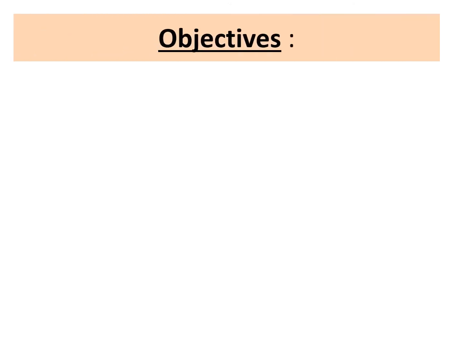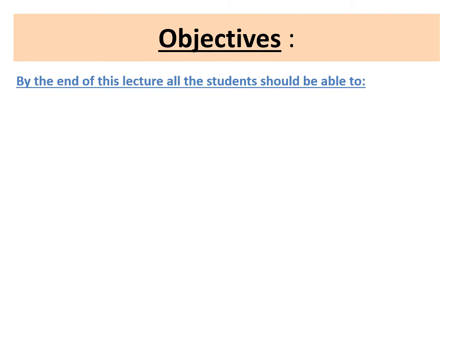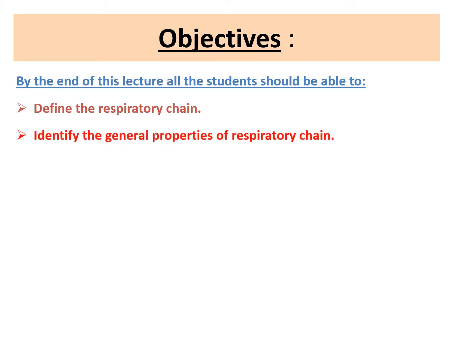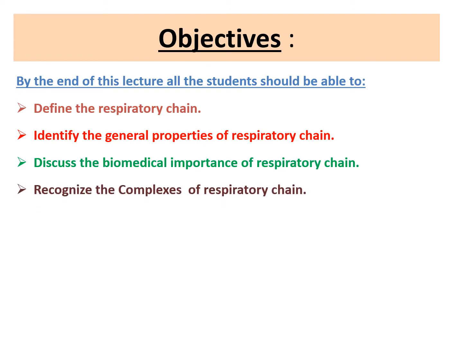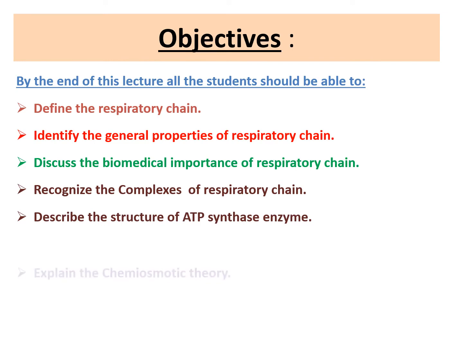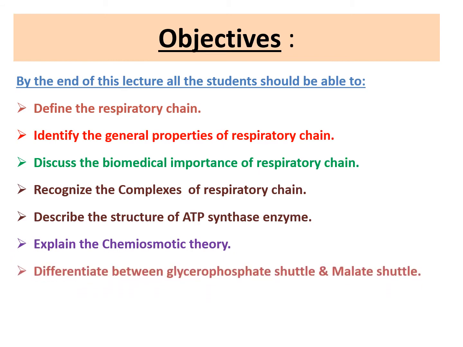Let's see the objectives of this lecture first. By the end of this lecture, all the students should be able to define the respiratory chain, identify the general properties of the respiratory chain, discuss the biomedical importance of the respiratory chain, recognize the complexes of the respiratory chain, describe the structure of ATP synthase enzyme, explain the chemiosmotic theory, differentiate between glycerophosphate shuttle and malate shuttle, and list inhibitors of the respiratory chain.